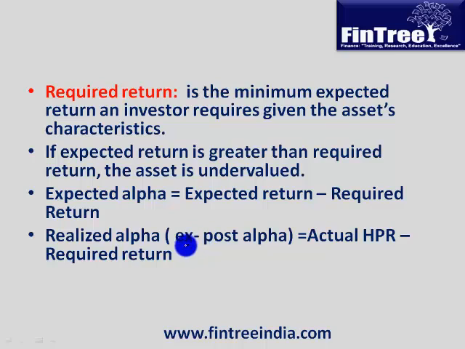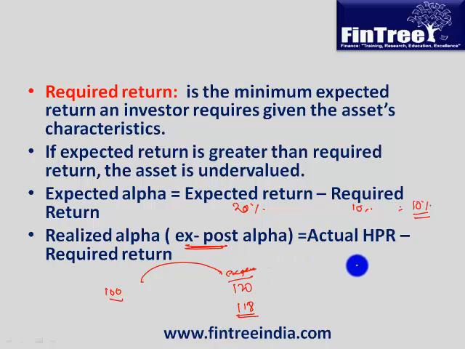You've realized this. So ex post, it has actually happened. No, not T2. Which means if stock price is 100 today, and after 1 year you expect it to become, let's say 120, then your expected return is 20%. Let's assume that if you require 10, then your expected alpha is 10%. But actually, by the end of the year, it became only 118. So then your actual HPR is only 18, and therefore your realized alpha would be 8%.